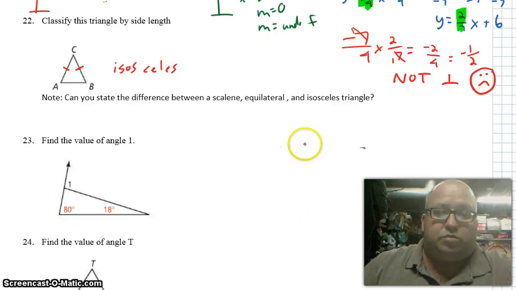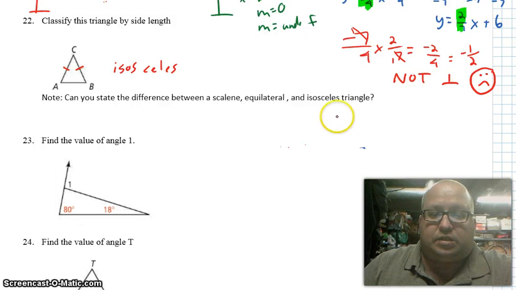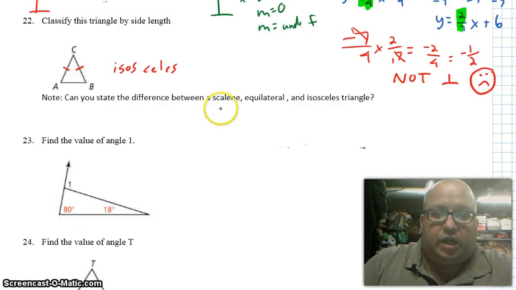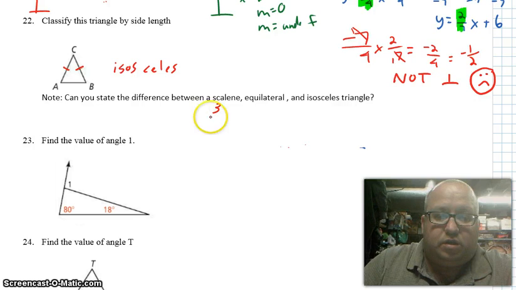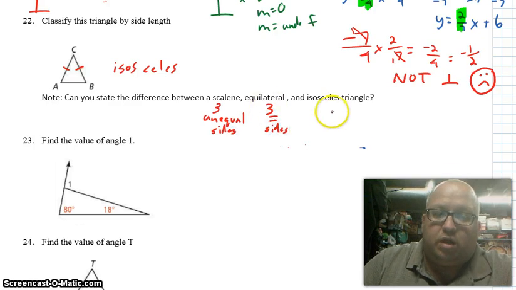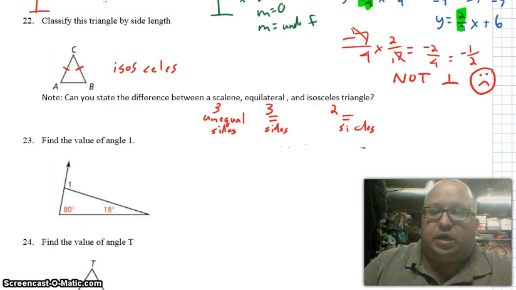And can you state the difference between a scalene, equilateral, and isosceles? Scalene has 3 unequal sides. Equilateral has 3 equal sides. And isosceles has 2 equal sides.